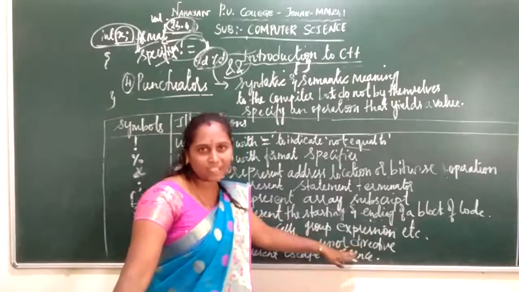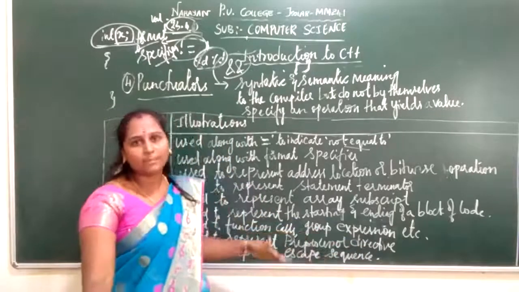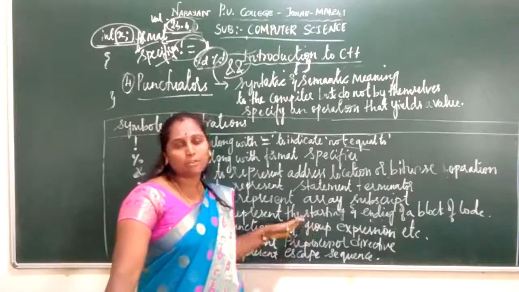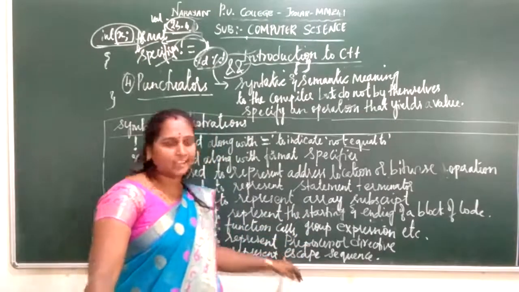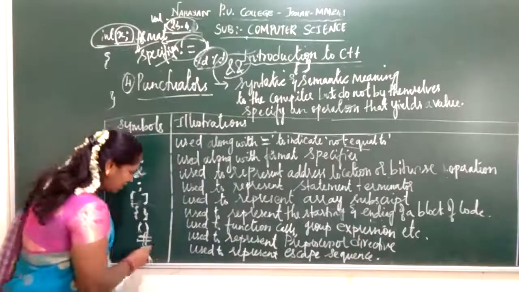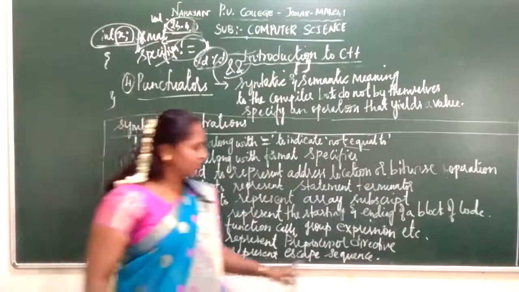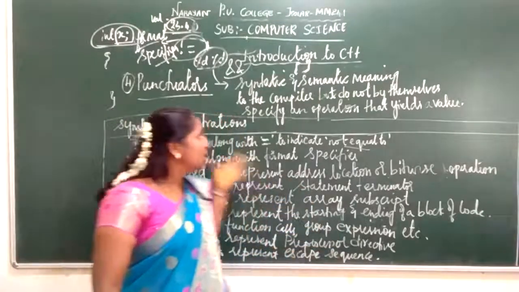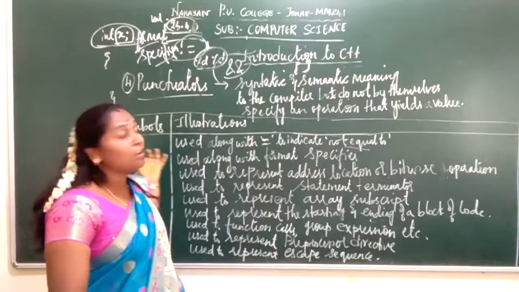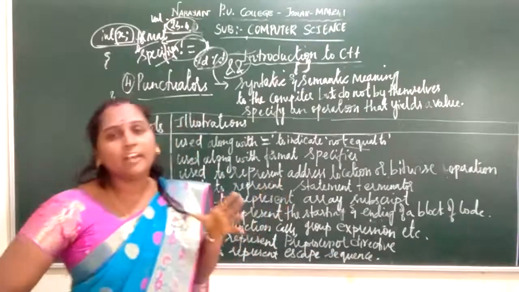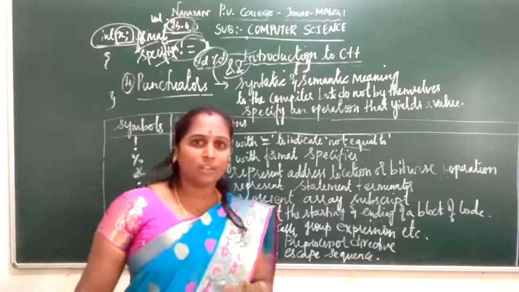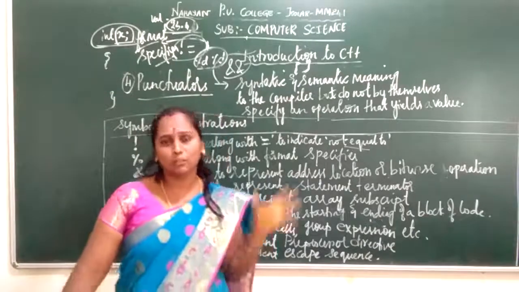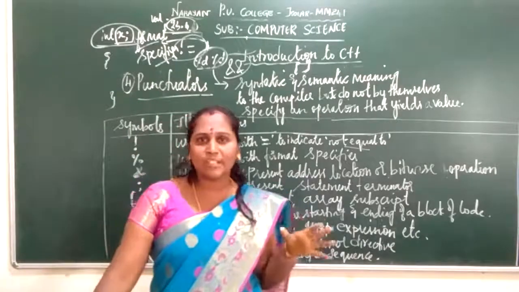What is a preprocessor directive? In the chapter where you are going to start the building block structure of C++, I will explain what these preprocessor directives are. Next you have backslash. A backslash is used to represent the escape sequence. So these are the punctuators in your C++. So the fourth token is completed. In tomorrow's class I will explain the fifth token, which is your C++ operator.